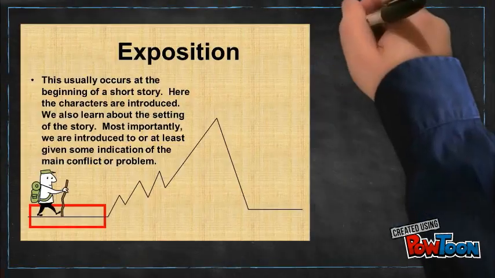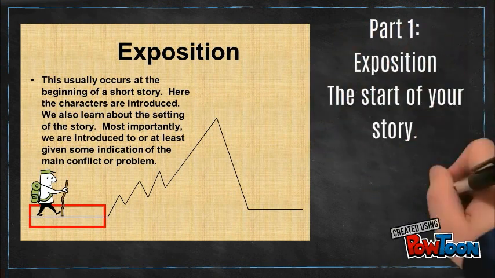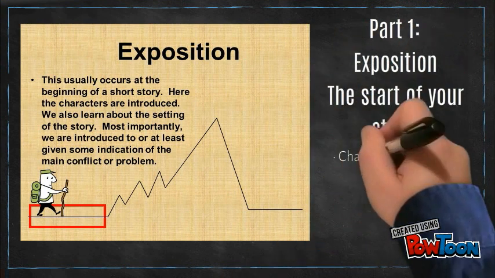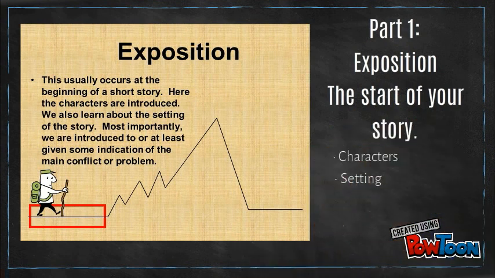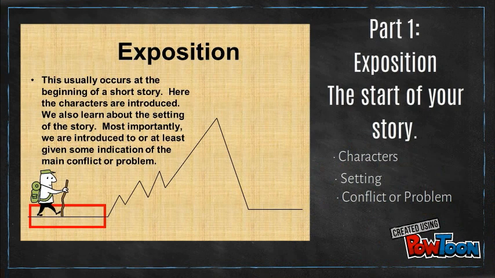Now let's review each element. Every story must have a beginning, called the exposition. This is where the characters and setting are introduced. This is also where the main problem or conflict is introduced. The who, what, and when of a story.